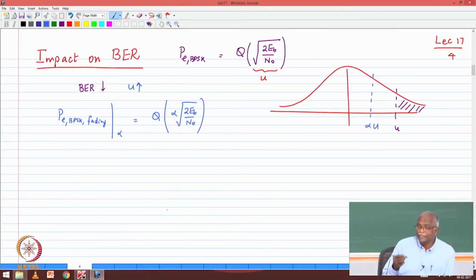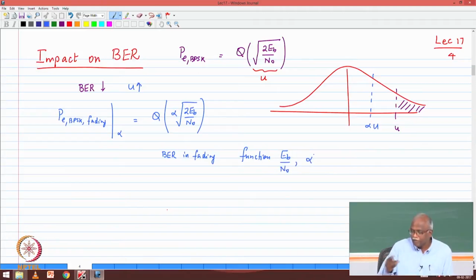So keep in mind that the bit error rate in a fading environment, BER in fading, has two dependencies. It is a function of Eb by N naught, like all modulation schemes in AWGN. It is also a function of the gain introduced by fading. We call it gain, but invariably it is something that is going to reduce your signal level.